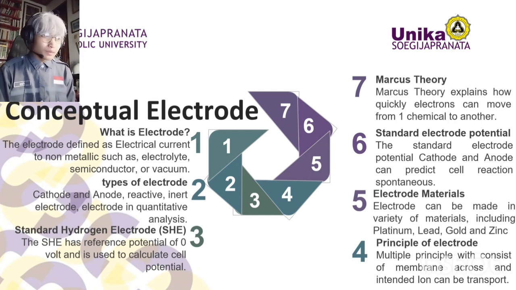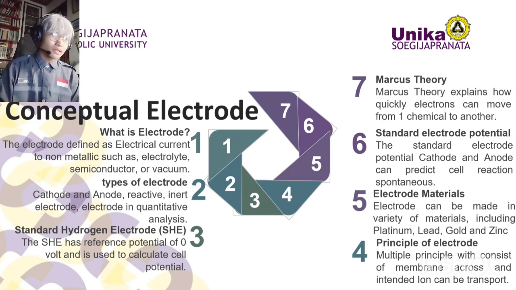The fourth, the principle of electrode. The multiple principle consists of a membrane across which intended ions can be transported. The fifth, the electrode can be made in a variety of material including platinum, lead, gold, and zinc. 6. Standard electrode potential. The standard electrode potential, of a cathode and anode, can predict cell reactions spontaneously. 7. Marcus theory. Marcus theory explains how quickly the electron can move from one chemical to another.